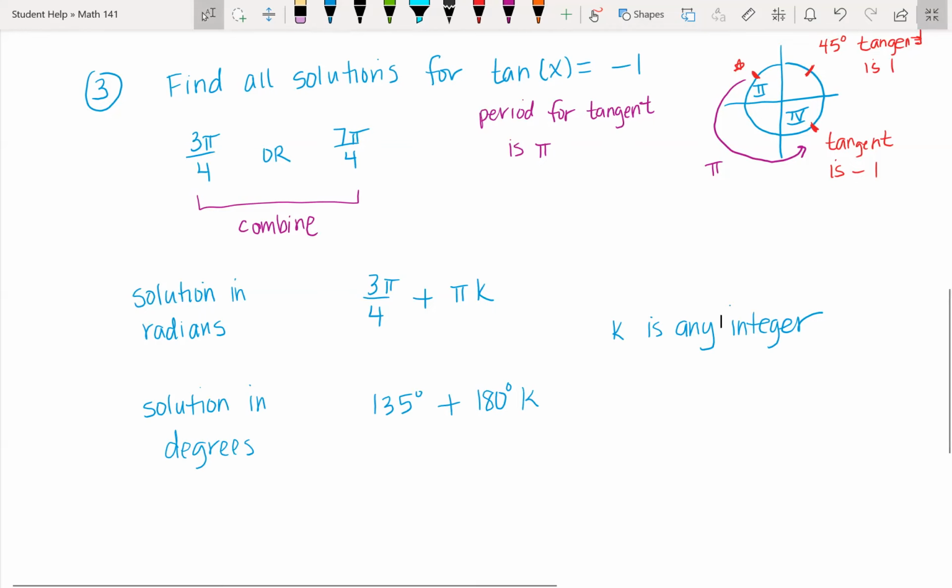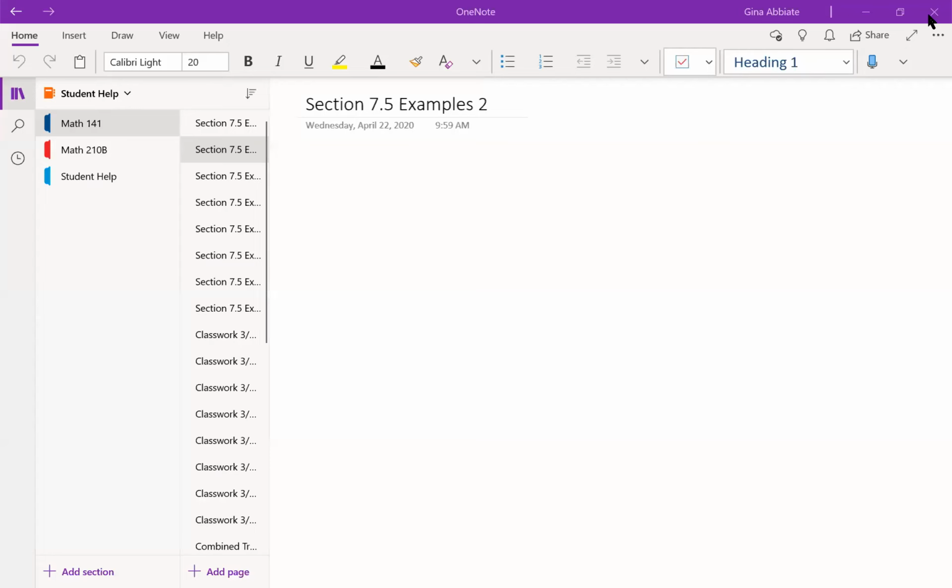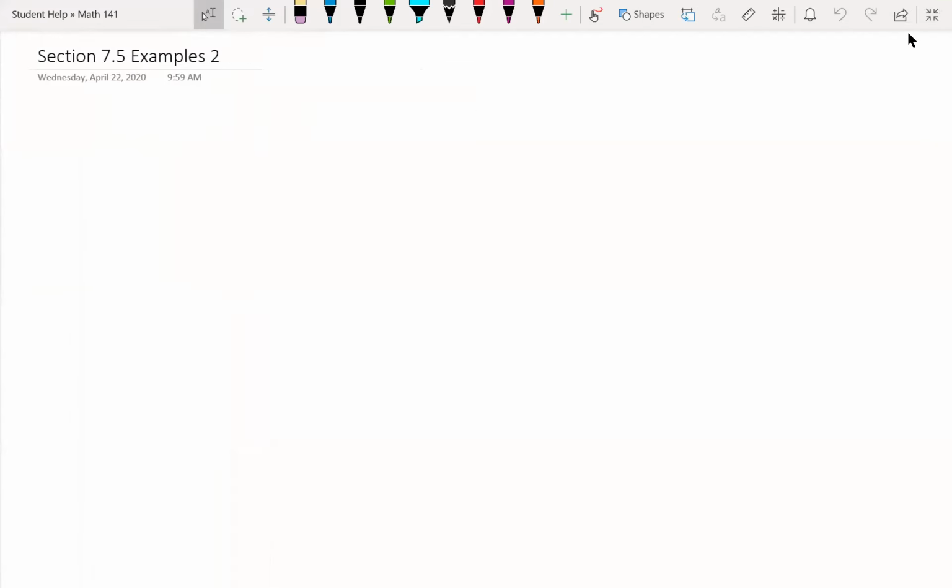Let's switch to a couple different examples that are a little bit more complex. Okay, for our next set of examples, the equations are going to be a little bit more complex.